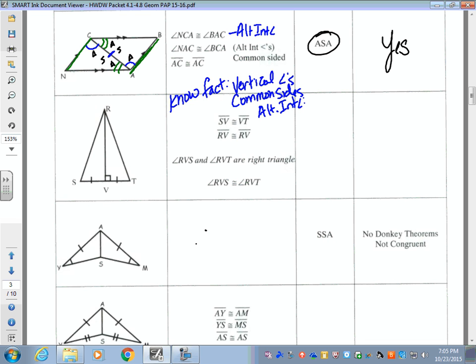So if you notice, they've already marked that SV is congruent to VT. They're telling you that RV is congruent to RV. That is a common side. I put two tick marks now because I already had used the one. And the reason why they marked that was the common side. And whenever I see a common side in a figure, this is the same as the reflexive property. Reflexive property when we're proving.